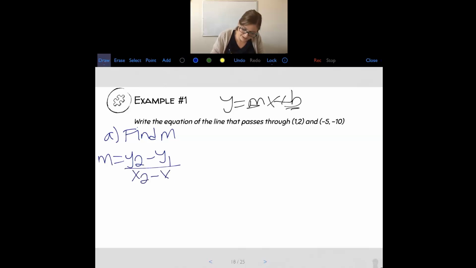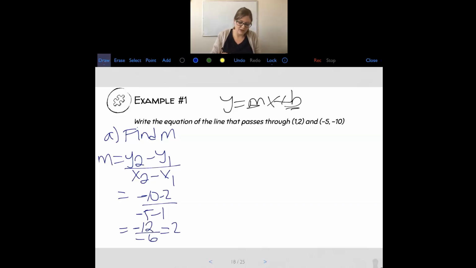Okay, so y2 minus y1 is -10 minus 2, and x2 minus x1 is -5 minus 1. If we simplify, this is -12 over -6, which is 2. Okay, so now we're forming our equation. We have y equals 2x plus b. So all I did was put 2 in the position for m because we found that the slope is 2, and now we need to find b.